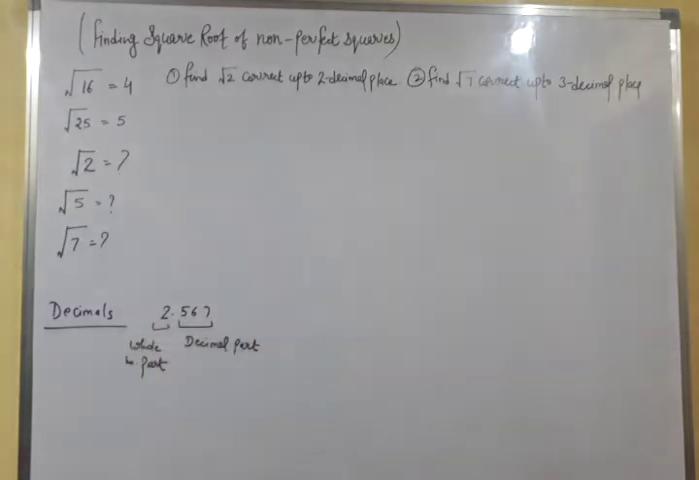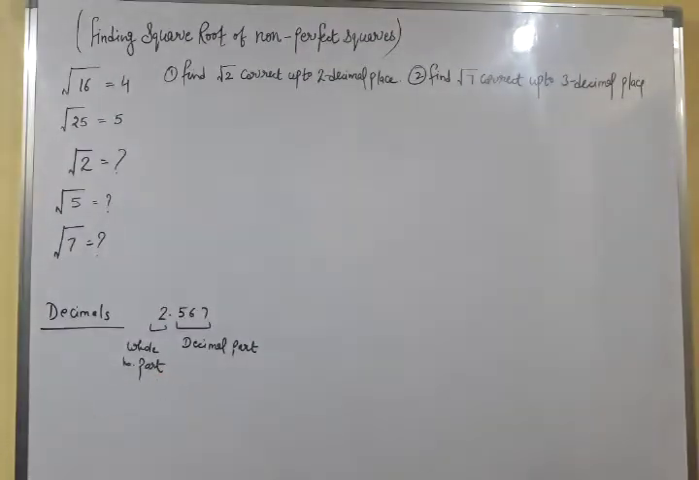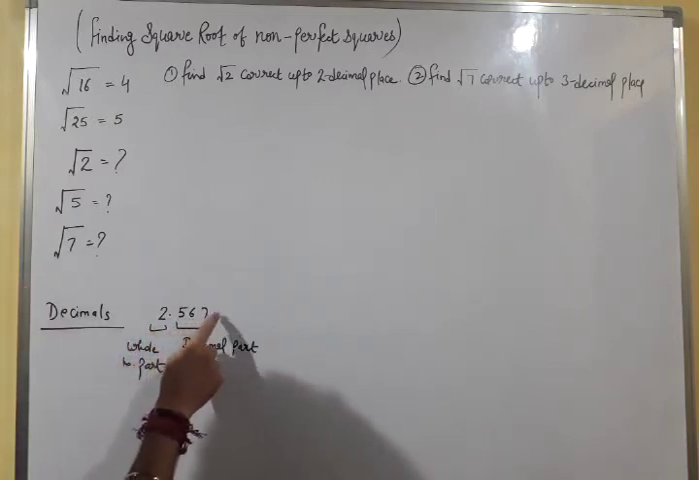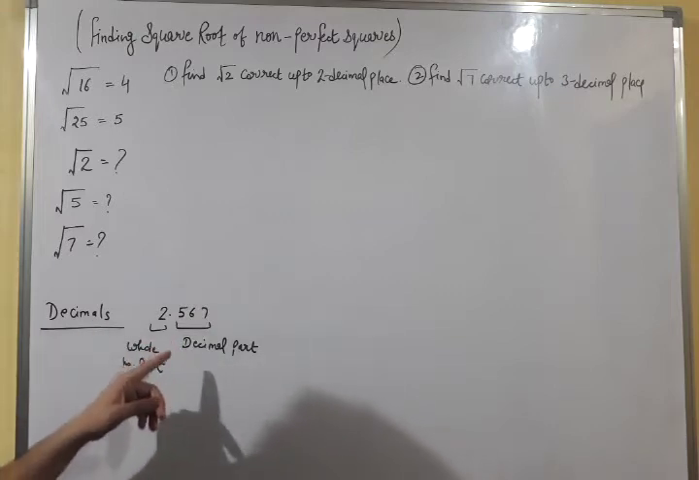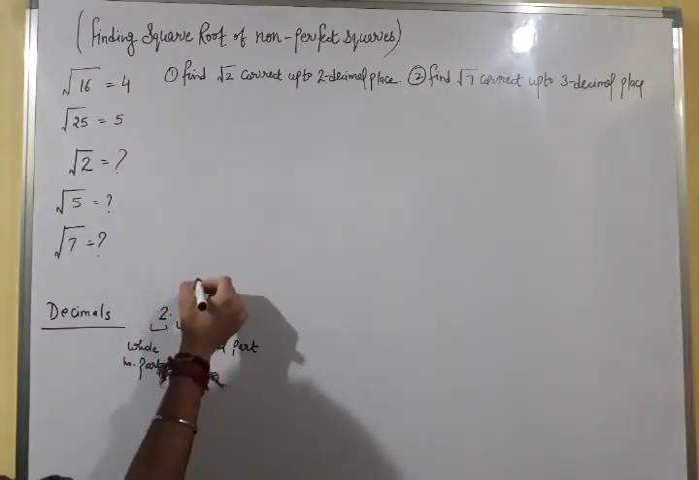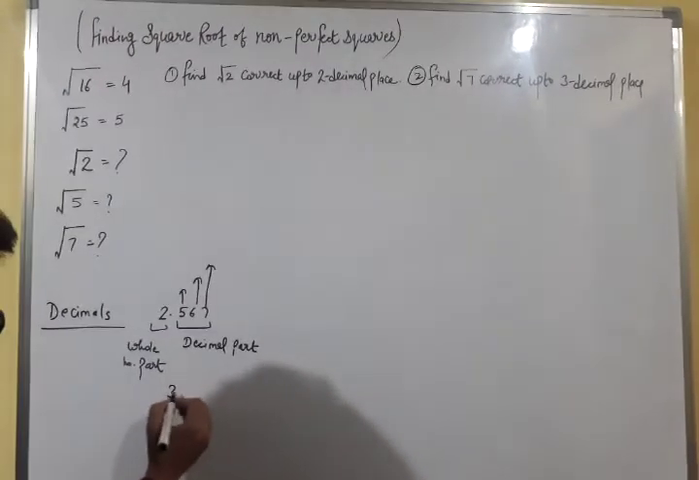Now you may ask, our main topic is this, so why am I teaching you decimals? Yes, your question is correct. In decimals I have written 2.567. It is an example of a decimal. Can you tell me the number of decimal places in this example? Yes, there are 3 decimal places: first decimal place, second decimal place and third decimal place.